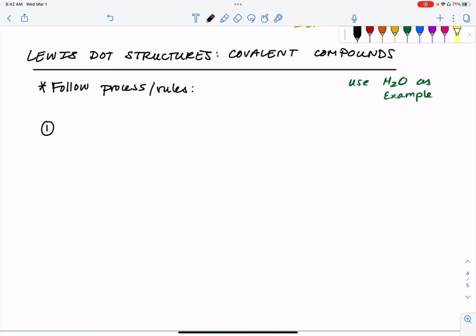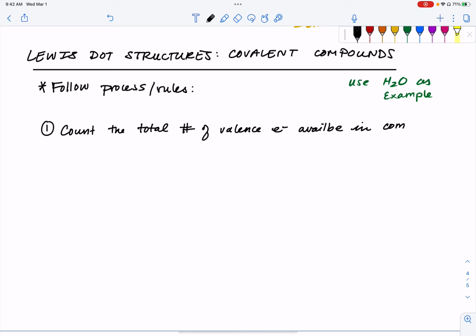So the first rule is to begin by counting the total number of valence electrons that are available to be used in our Lewis structure in the compound or molecule.